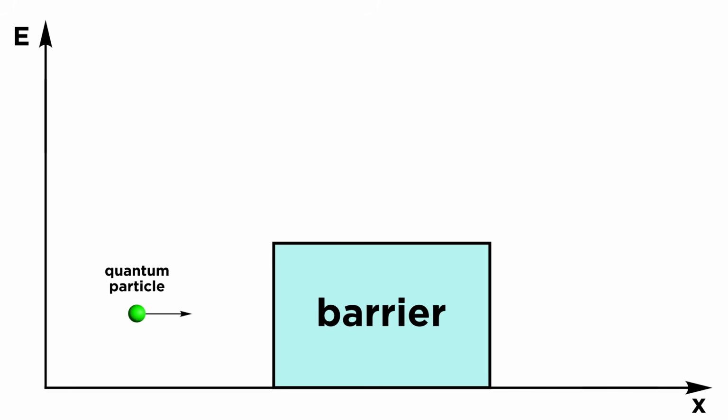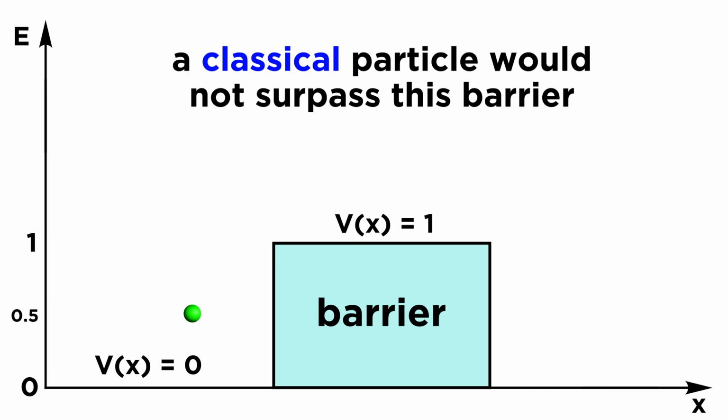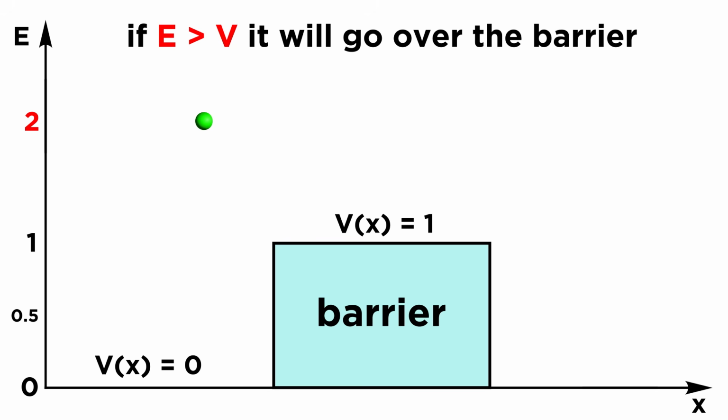So to apply that to this situation, imagine that a particle is traveling in a region where the potential, V, equals 0, and it possesses an energy, E, of 0.5. Then it encounters the barrier, which has a potential equal to 1. If this is a classical particle, we can conclude that it does not have sufficient energy to surpass the barrier, and it will bounce back. Instead, if its energy was equal to 2, it could sail right over this barrier and would only have its motion disrupted if it encountered a region with a potential that is larger than its energy.